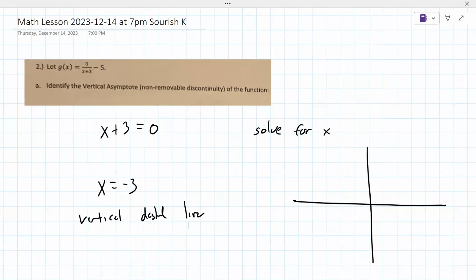Okay, got it down. So it should look something like this. Somewhere to the left, that's x equals -3. Okay, next question here is we're going to identify the horizontal asymptote.